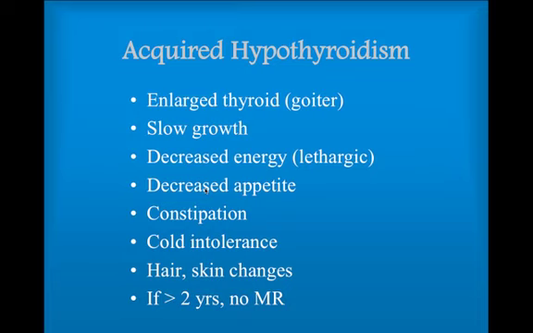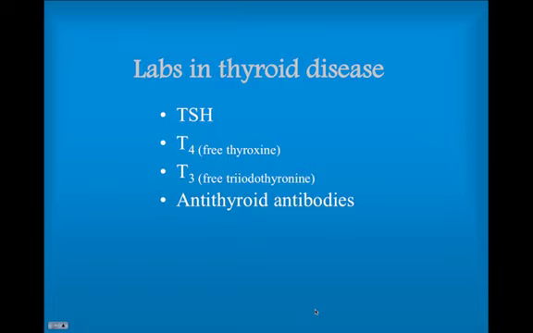Children or adolescents who have acquired hypothyroidism would have symptoms that are very similar to adults: an enlarged thyroid, possibly a goiter, slow growth, decreased energy, decreased appetite, constipation, cold intolerance, hair and skin changes that will be very dry. If they're greater than 2 years of age, they will not have mental retardation as a result of their hypothyroidism. So the treatment of these children is not so different than the way you would treat adults.